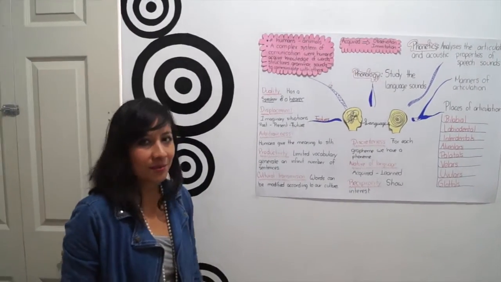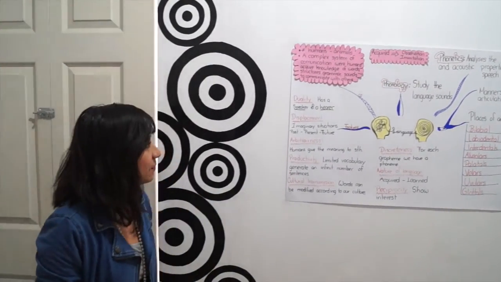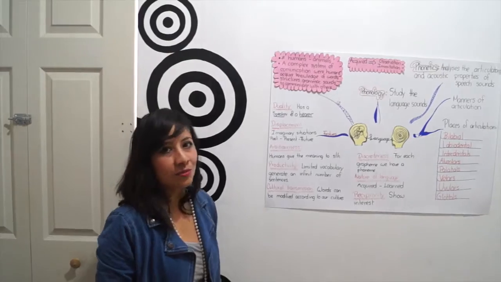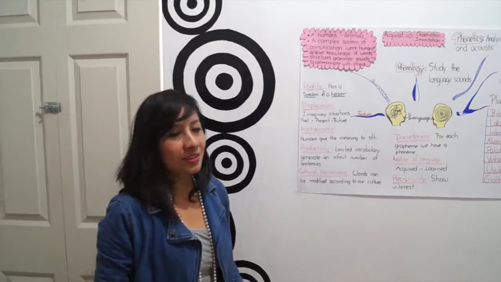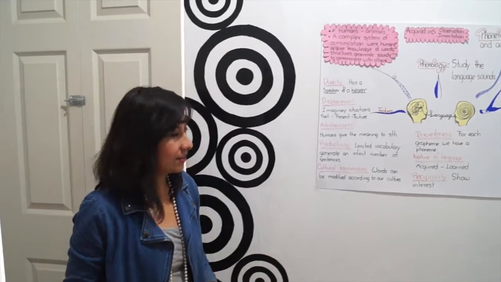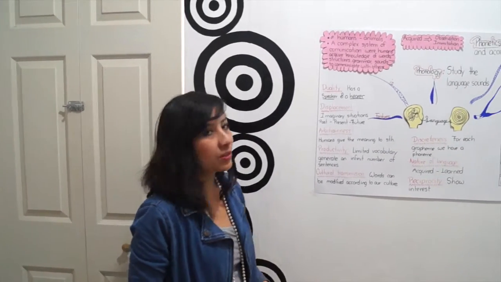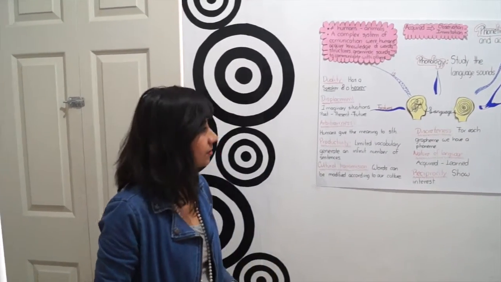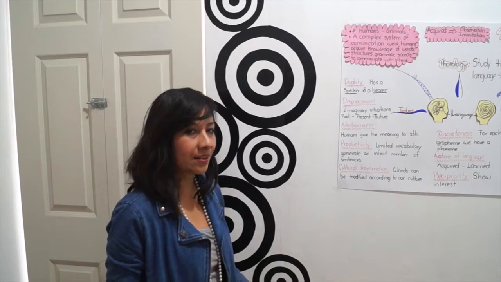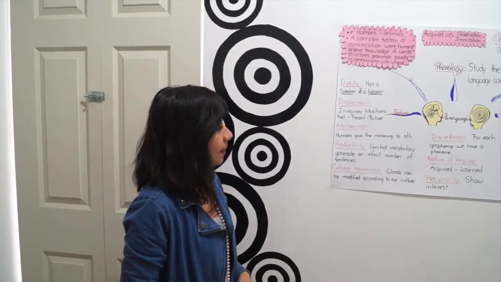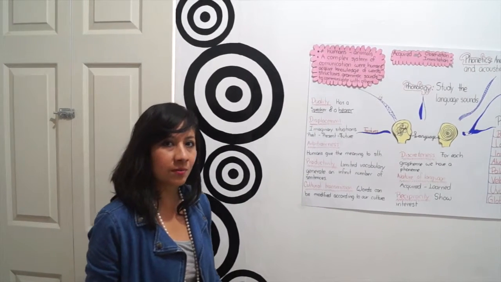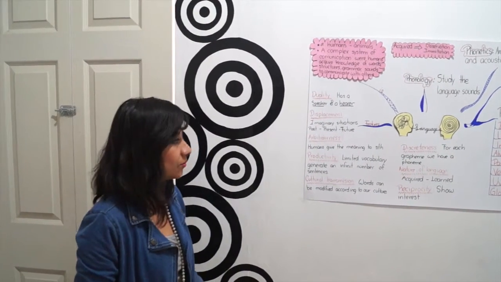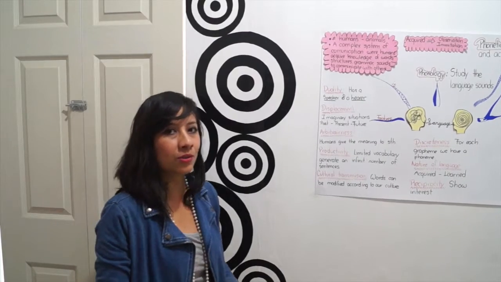Now I'm going to talk about language features. The first one is duality. That means that the conversation has a speaker and a hearer. Displacement, when we talk about imaginary situations that could be in present, past, or future. Arbitrariness is humans give a meaning to something. The humans give a meaning or give a word to everything.